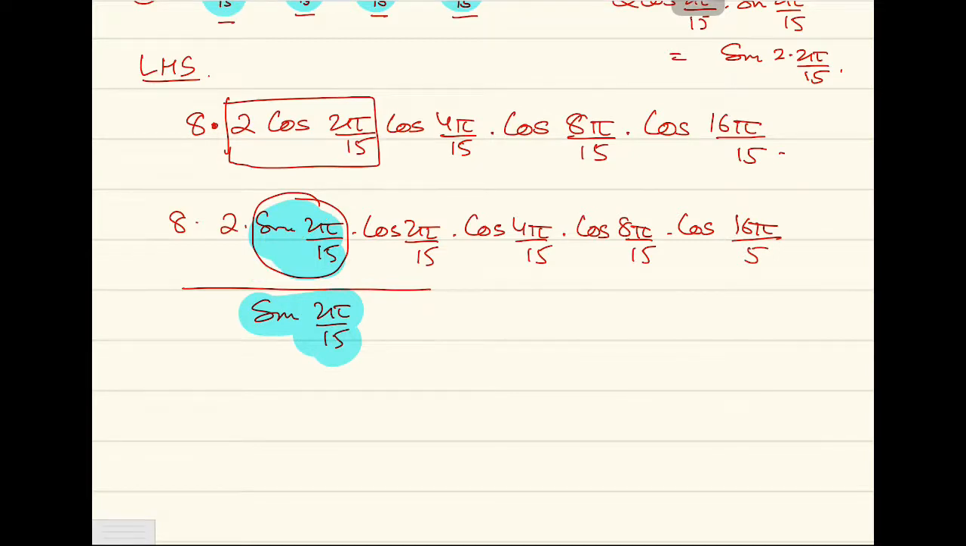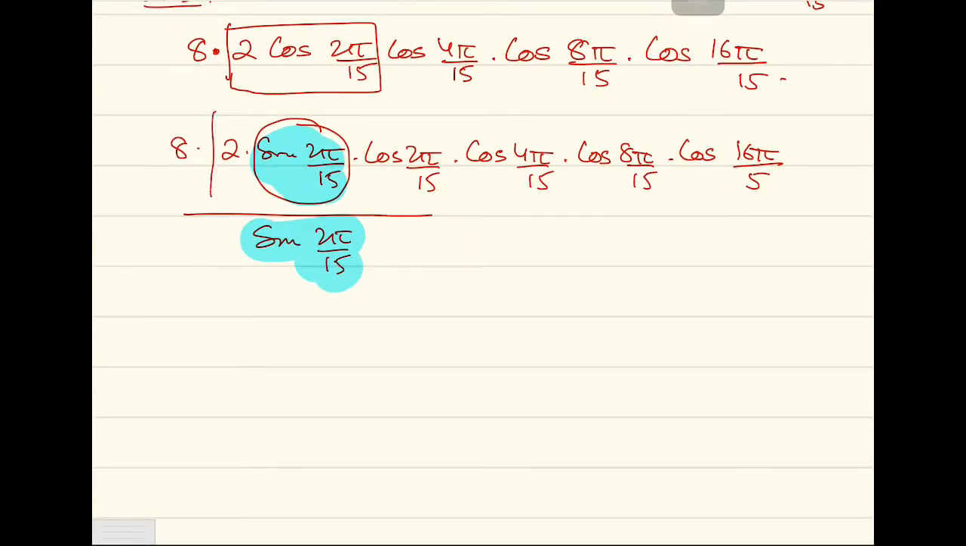Okay, but using this will make my sum interesting, because this can be combined by using a formula. So 2 sine 2 pi by 15 cos 2 pi by 15 can be combined and written as 8 sine 4 pi by 15, if you know that, isn't it?